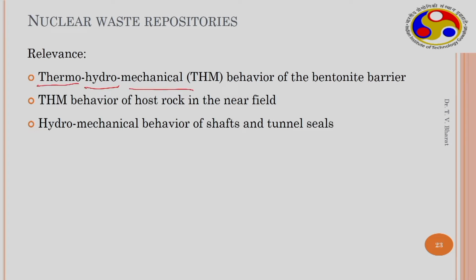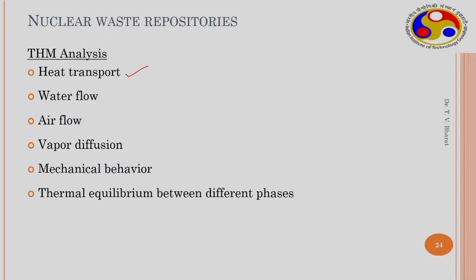hydro-mechanical behavior: because you have a thermal gradient across the bentonite, a hydraulic gradient across the bentonite, and the pressure generated due to saturation, the coupled analysis of thermo-hydromechanical behavior of the bentonite barrier is important. Also THM behavior of the host rock in the near field is important, and hydromechanical behavior of shafts and tunnel seals is also required. THM analysis contains heat transport, water flow, air flow, vapor diffusion, mechanical behavior, and thermal equilibrium between different phases. All these need to be coupled and solved for understanding the bentonite behavior in that particular situation.